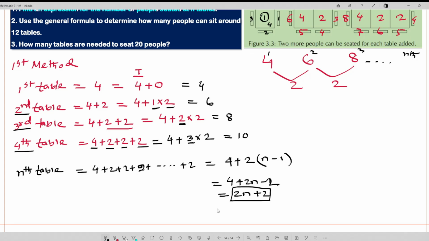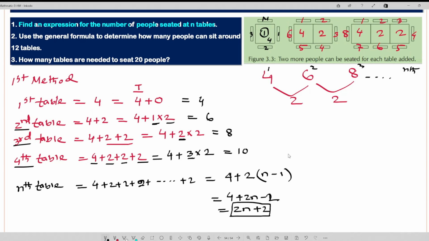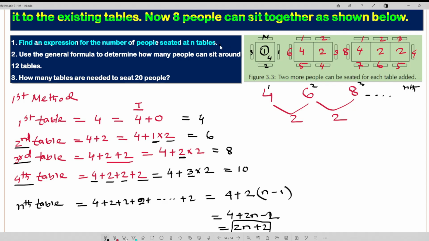Okay, clear? Have any question? If any question, just write a line in the comments box. So our first question answer done. Okay, we can write done. If you think this is complex, you can follow the second method.